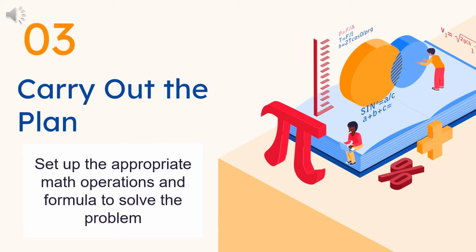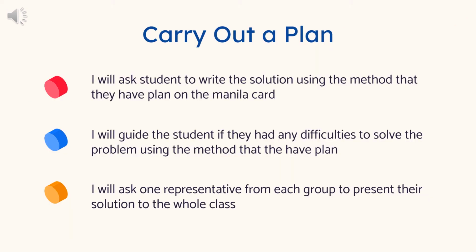Polya's third principle is carry out the plan. Students need to set up the appropriate math operation and formula to solve the problem. In this step, I will ask students to write the solution using the method that they have planned on the Manila card. Then, I will guide the students if they have any difficulties solving the problem using the method that they have planned. Lastly, I will ask one representative from each group to present their solution to the whole class.